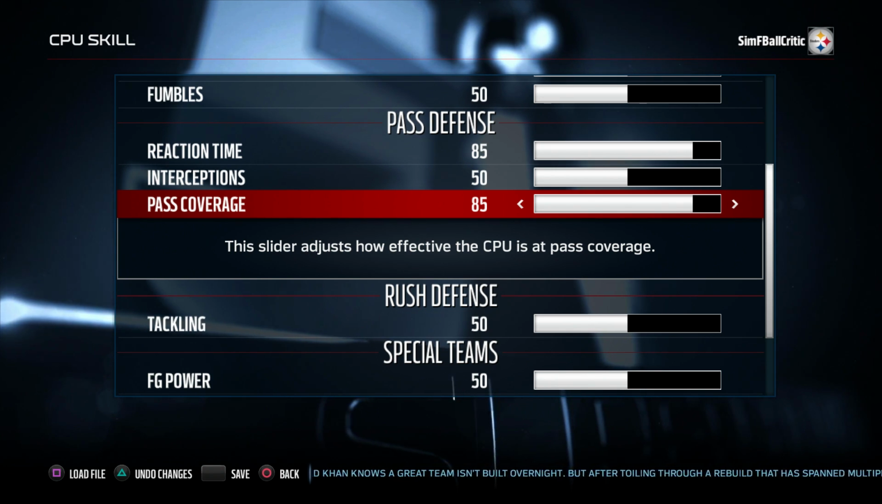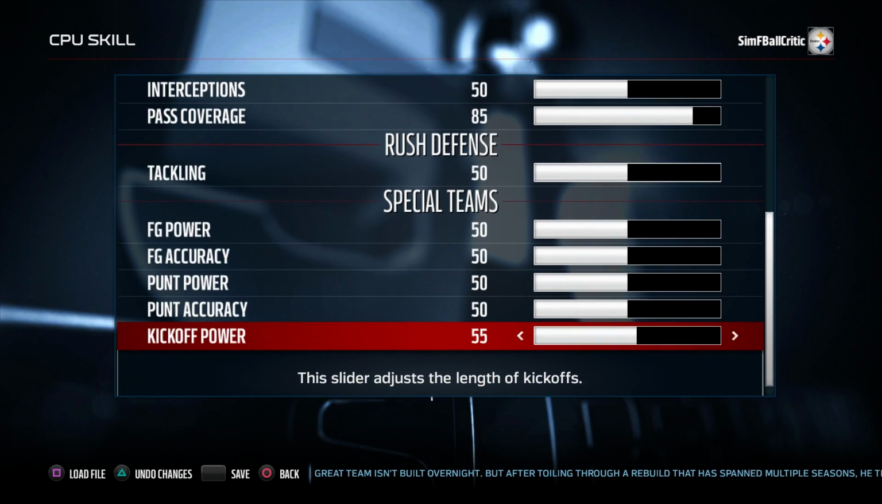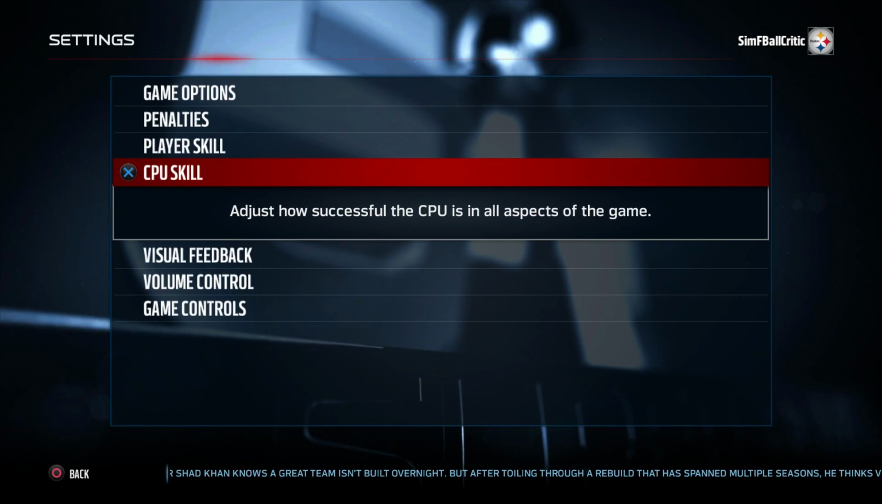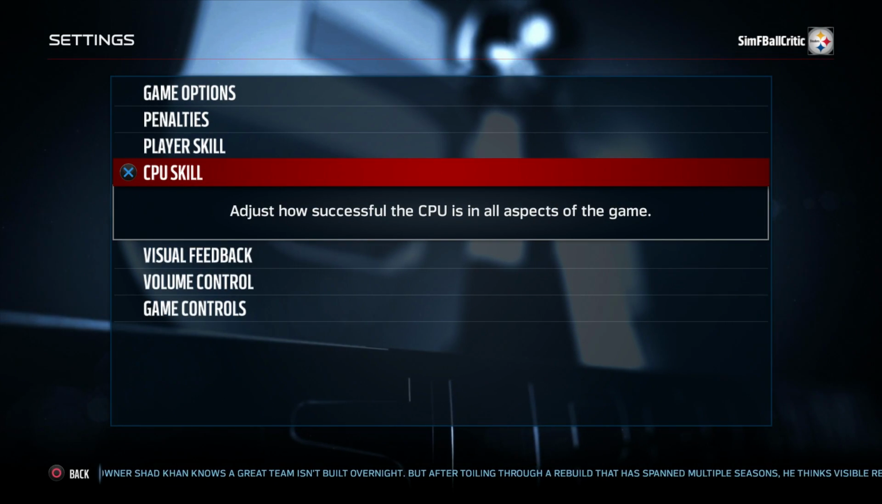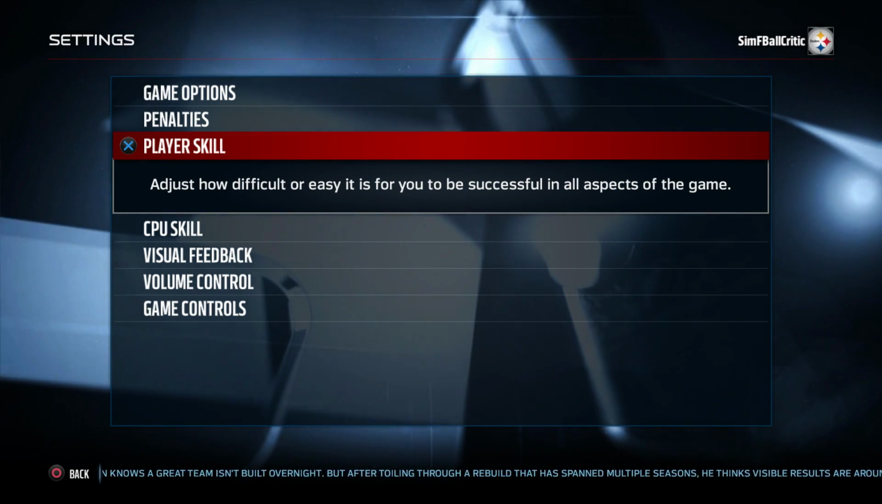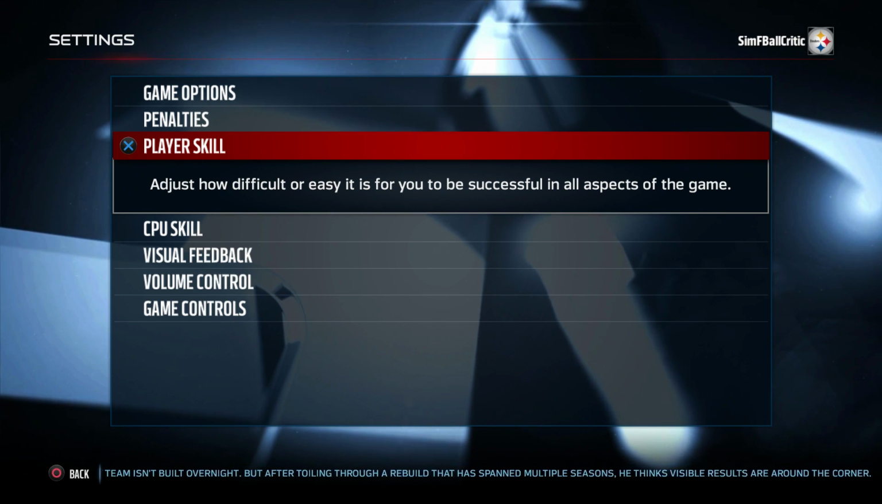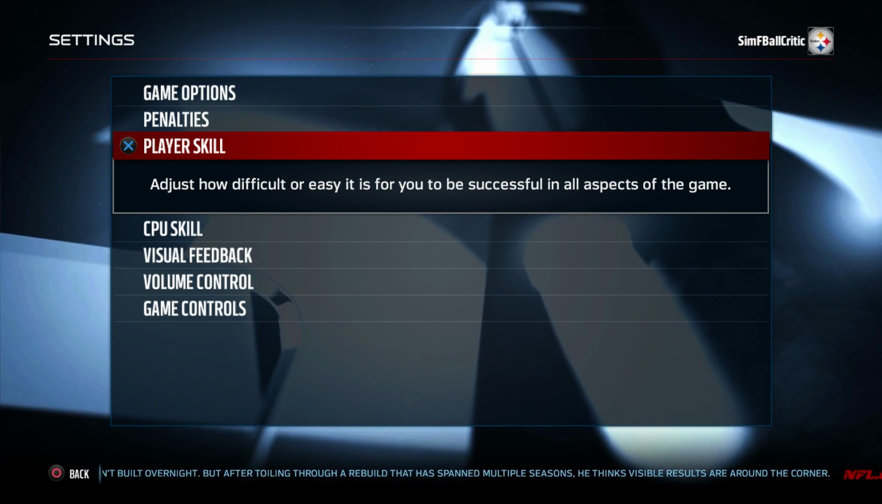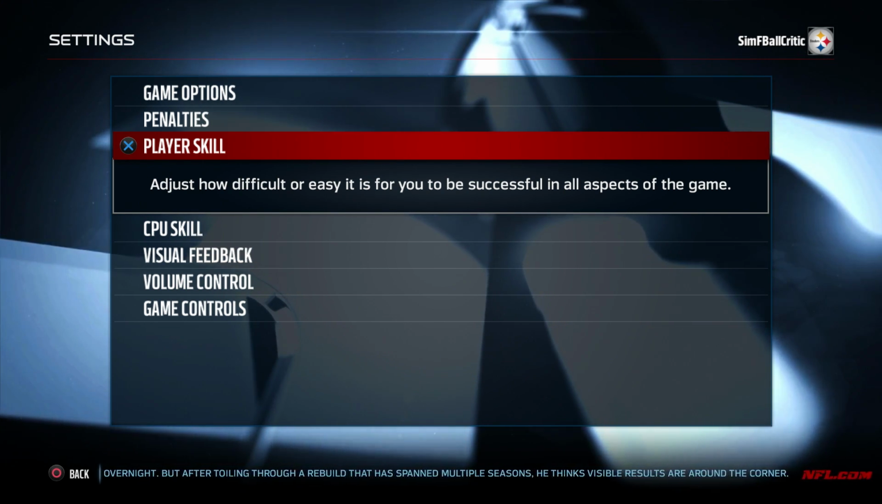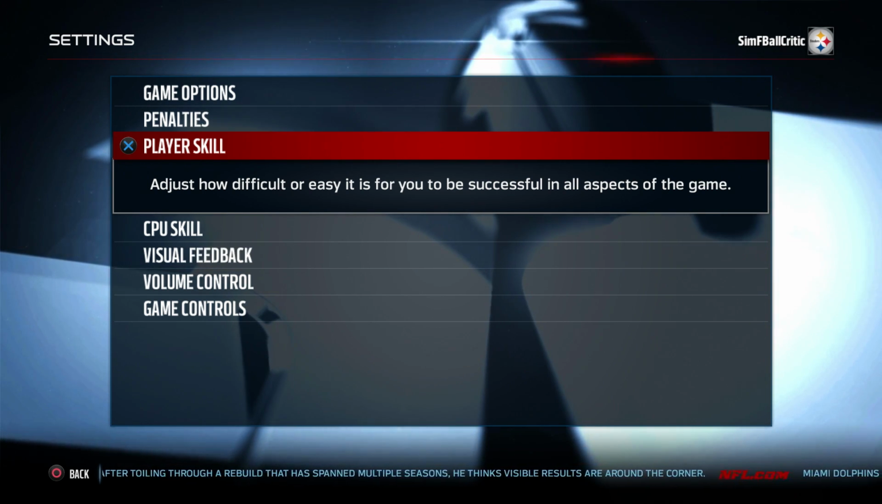Same thing with pass coverage. If I turn it to 100, that means these guys are going to be doing what they can, to the best of their ability, to cover the pass. I need it to be more linked that way to effort, and allow ratings and physics and things like that to dictate the outcome. I don't really like the way it's set up now, but this is how it is. We've got to deal with that.